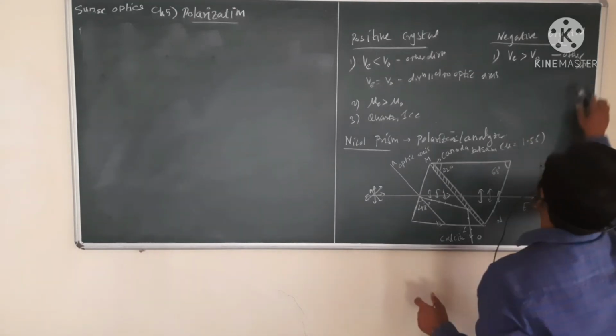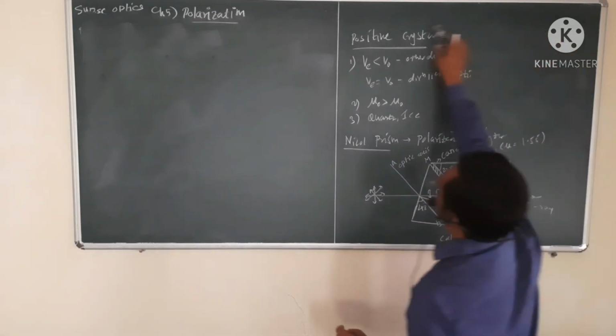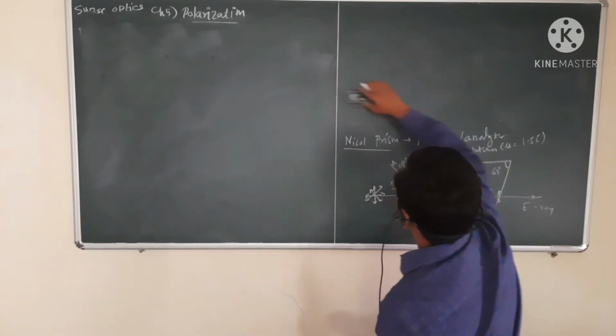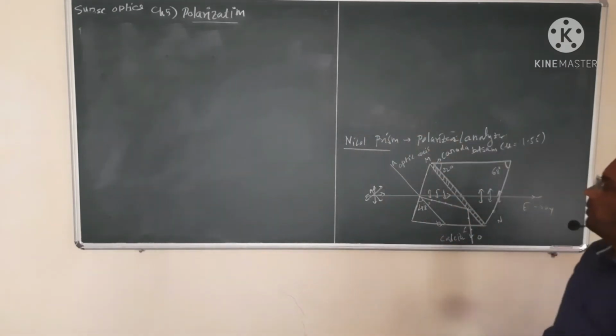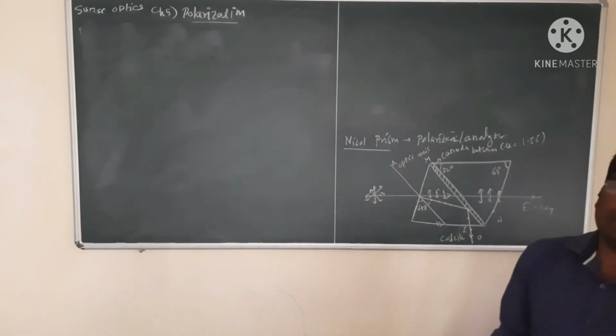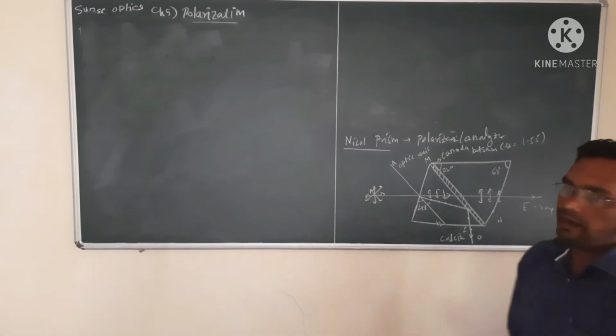Now we are going to study the last point of chapter number 5, which is the Nicol prism. We can use this Nicol prism in the laboratory as a polarizer and analyzer.